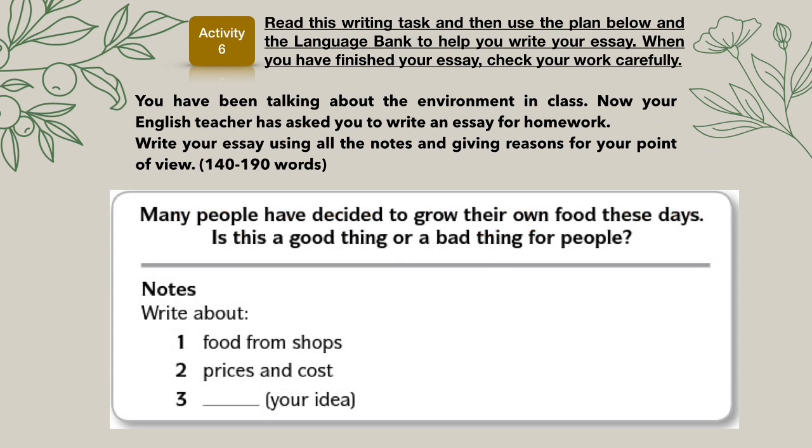Activity 6. Read this writing task and then use the plan below and the language bank to help you write your essay. When you have finished your essay, check your work carefully. You have been talking about the environment in class. Now your English teacher has asked you to write an essay for homework. Write your essay using all the notes and giving reasons for your points of view. You have to write in about 140 to 190 words. Many people have decided to grow their own food these days. Is this a good thing or a bad thing for people? Notes. Write about 1. Food from shops. 2. Prices and cost. And 3. Your own idea.